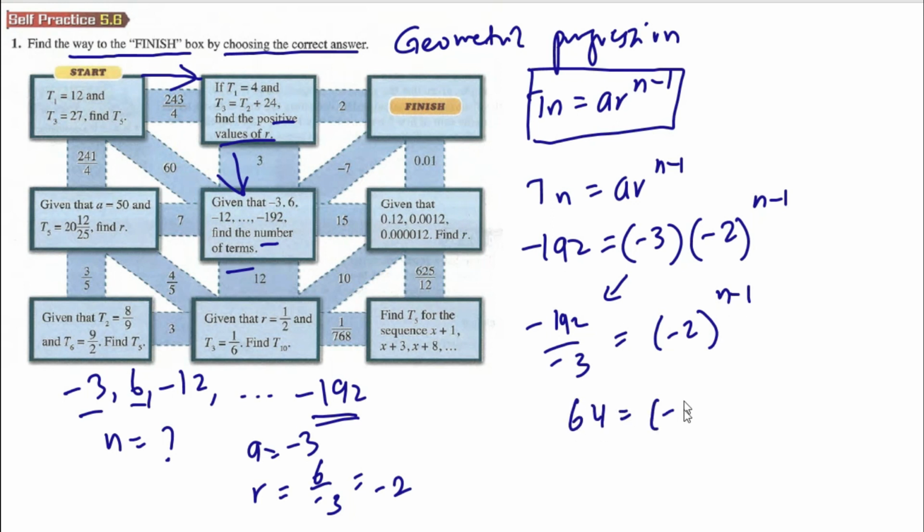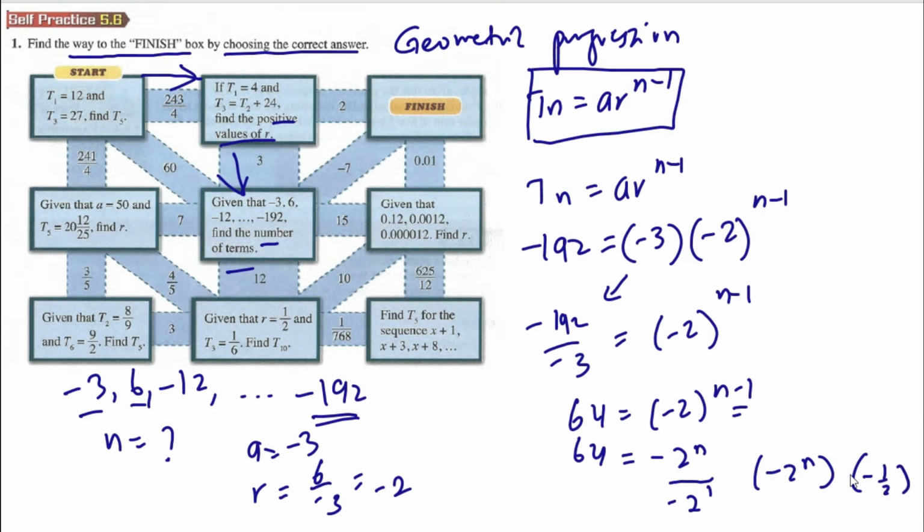64 is equal to negative 2 to the power of n minus 1. So we get 64 equal to negative 2 to the power of n, divided by negative 2 to the power of 1. So we have negative 2 to the power of n times negative 1 over 2. So this one can be brought to the left.